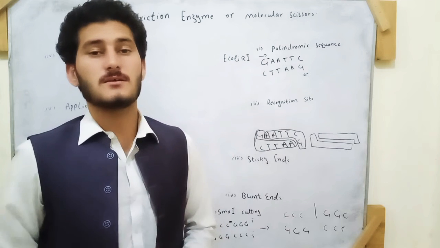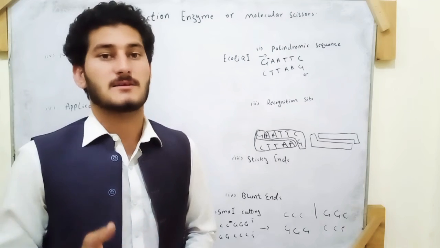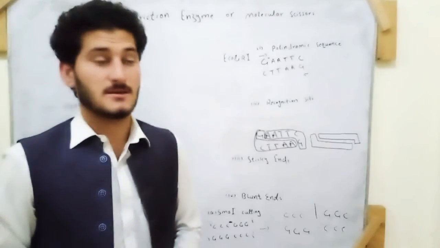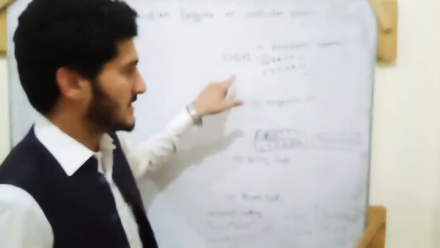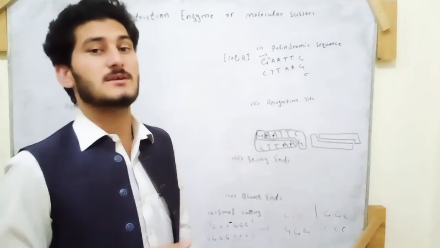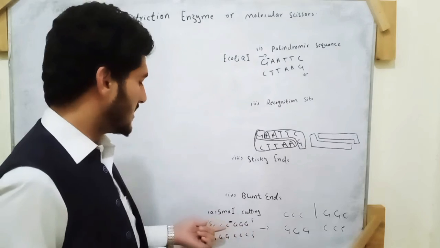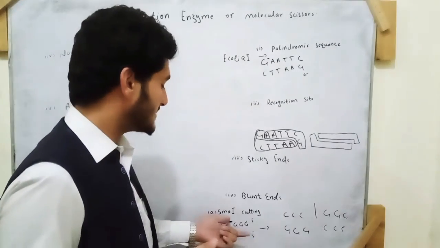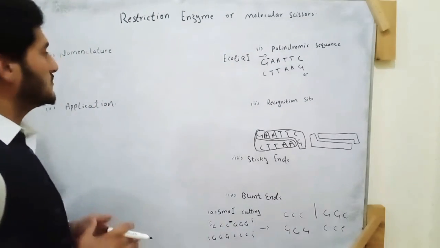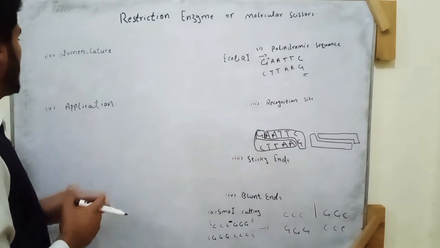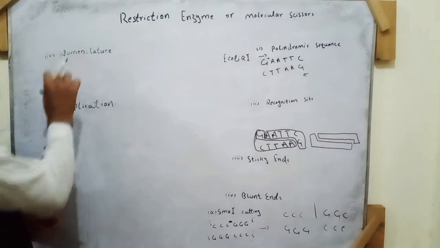Each and every restriction enzyme has a different recognition site and restriction cutting site. So this is the recognition site of the EcoRI enzyme, and it makes cohesive or sticky ends, and the blunt ends are produced by the SmaI restriction enzyme.